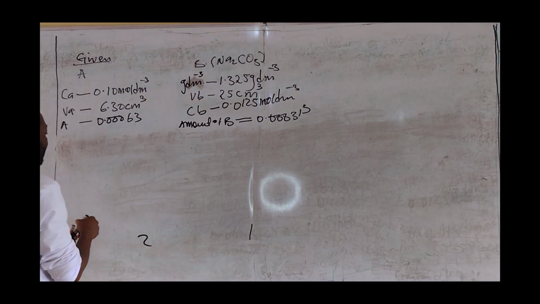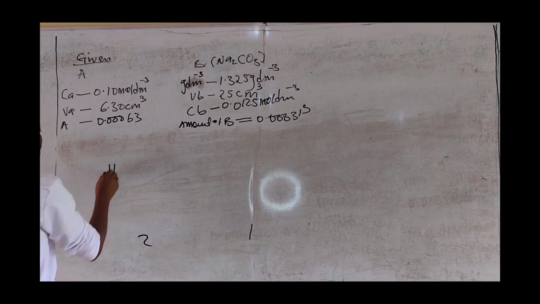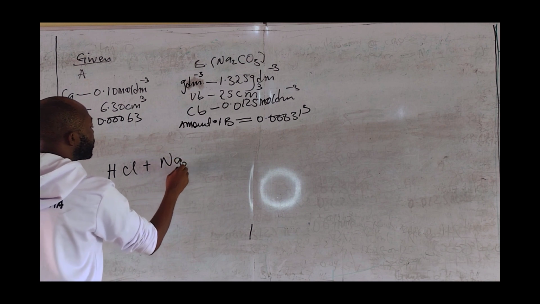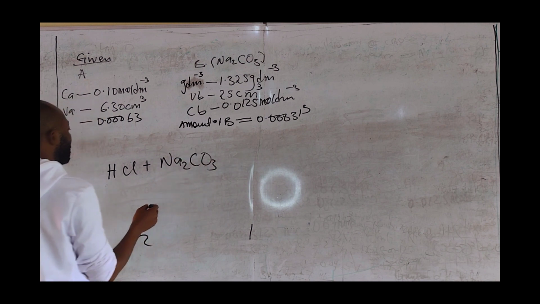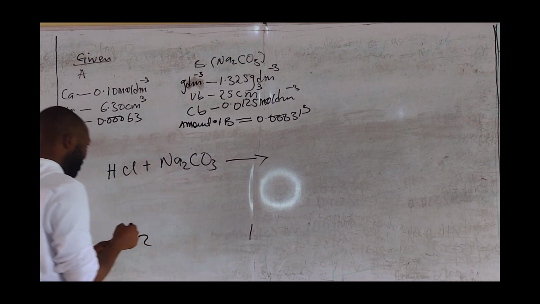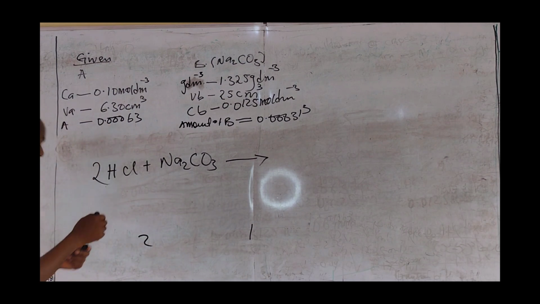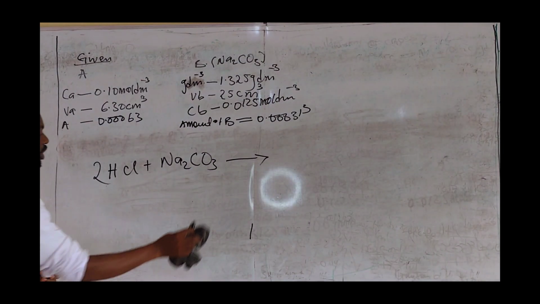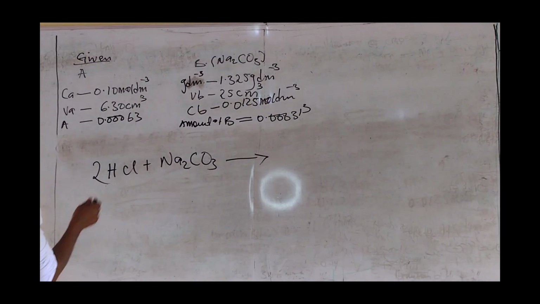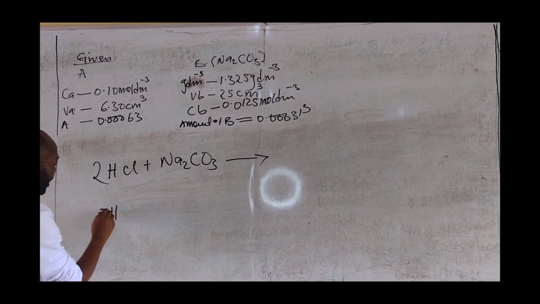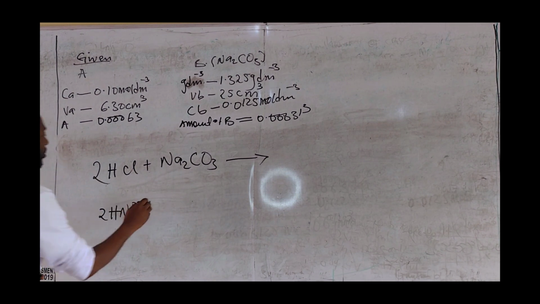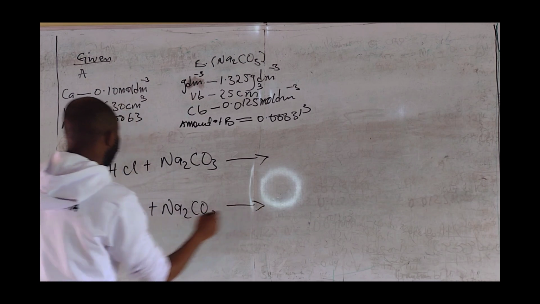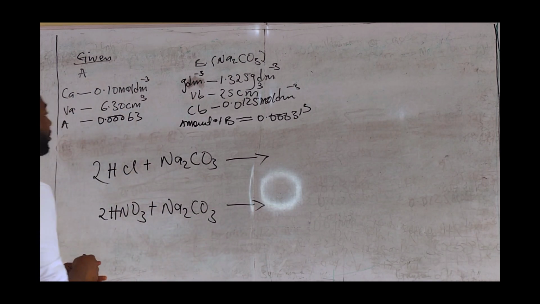So I have HCl plus sodium carbonate. This is monobasic because it's 2 moles, let's say. And another acid that can give us that is HNO3, trioxonitrate V acid. 2 moles of HNO3 plus sodium trioxocarbonate IV. So these are the 2 acids which can be monobasic.